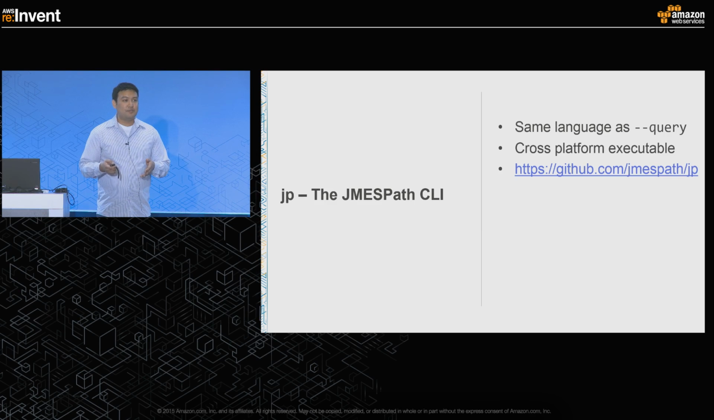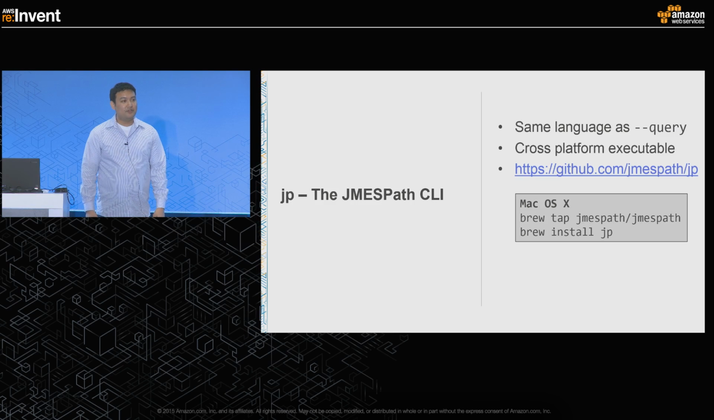Now, that's part of the CLI as a --query option, but the JP CLI is the exact same language, just as a standalone executable. And it allows us to do the query thing that we saw on the previous slide. And so for Mac users, it's also available for Homebrew, so you can brew install it as soon as you brew tap jmespath/jmespath. And I want to show you how you can now use this in your scripts here.